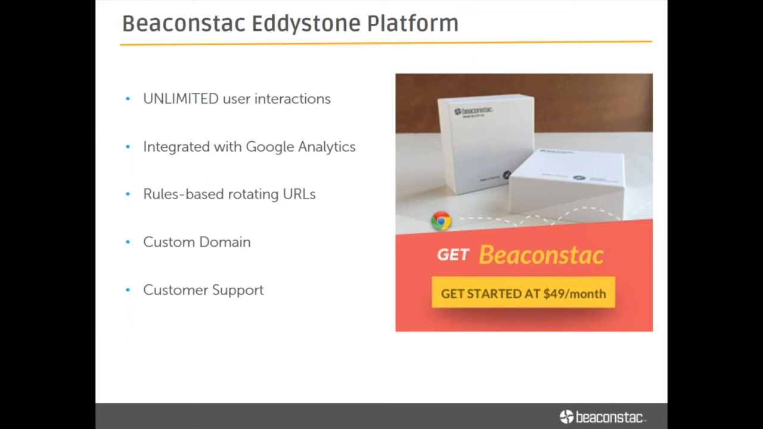We have rule-based rotating URLs, so you don't really need to edit each and every condition that you put in. Say you want to send one particular offer at 8 a.m. to 10 a.m. in the morning and a different offer at 10 p.m. to 12 midnight. You can just create a rule-based rotating URL. So the same URL will show different offers at different times of the day.